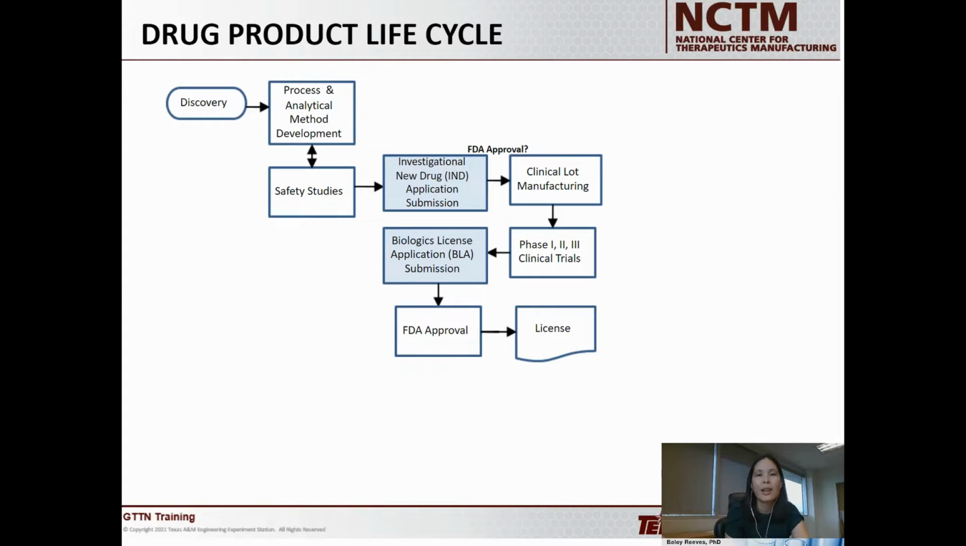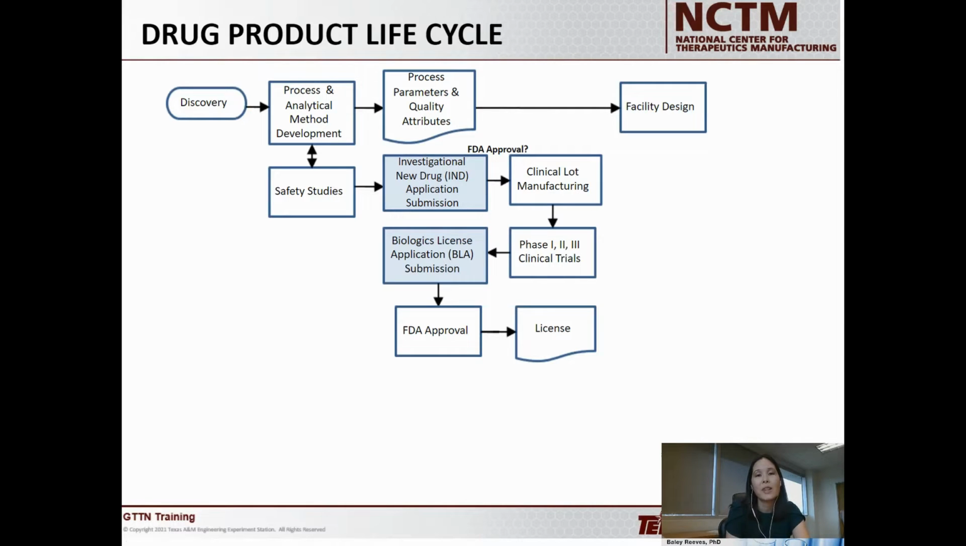Phase 2 starts to look at efficacy. So it will be expanded to patients that actually are suffering from the disease that the molecule is trying to target. And then if the phase 2 data looks good, the phase 3 clinical trials are then expanded to larger populations. Again, you're still looking at safety, you're still looking at efficacy, and now we're starting to kind of hone in on dosing and things like that.